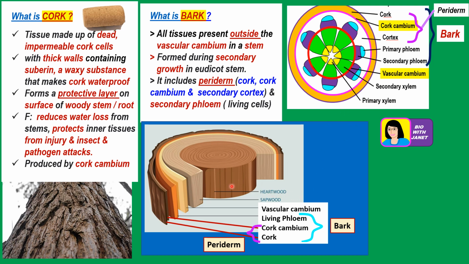Now here you can see the layers of the tree stem. There's the heartwood right in the center, and then the sapwood. Never mind about all these terms, heartwood and sapwood. But here is the vascular cambium, all right? And then all the tissues external to the vascular cambium, including the living phloem, cork cambium, cork, and also the secondary cortex. After the living phloem, there's a secondary cortex. Then cork cambium and cork. All these are called bark collectively, right? And then periderm includes the cork and the cork cambium. Okay, so we have learned three terms here: cork, bark, and periderm.